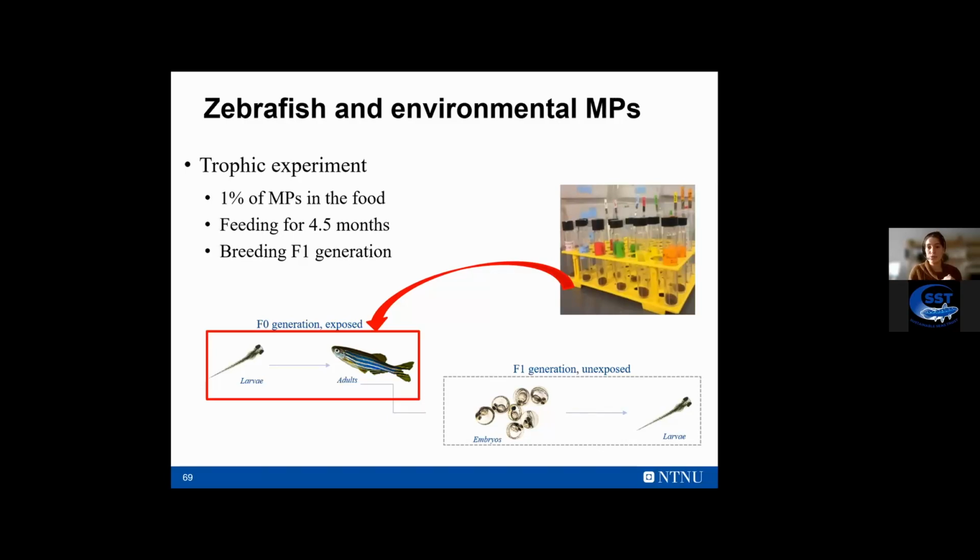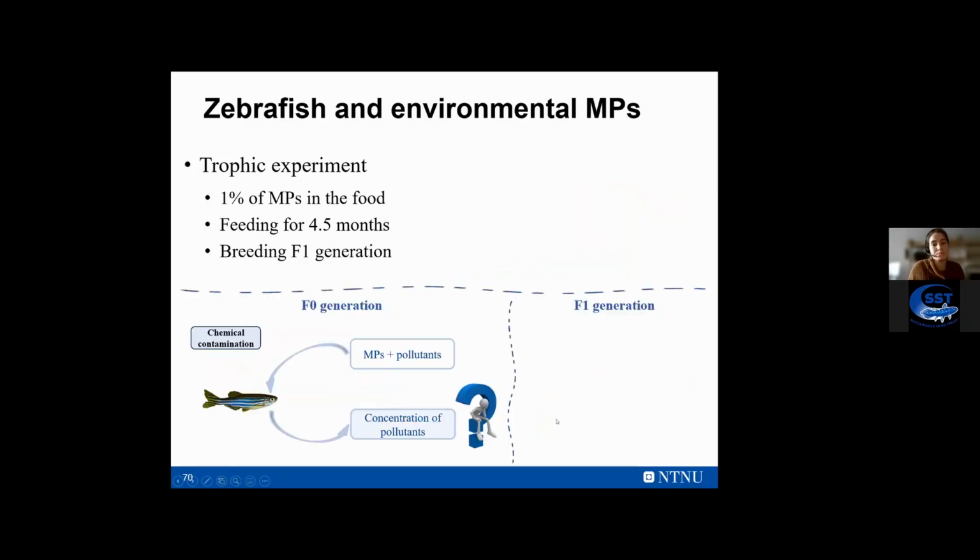We put it in the food, so to be sure that the fish will ingest the microplastics. And we fed them for almost 5 months. And at the end, when they were able to reproduce, we bred the F1 generation, so new embryos to the larval stage. But those fish were unexposed to microplastics. So only the parents were exposed to the plastics, but the F1 generation was not exposed to microplastic at all.